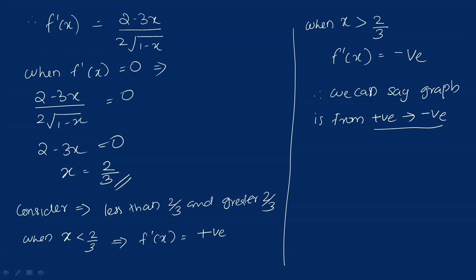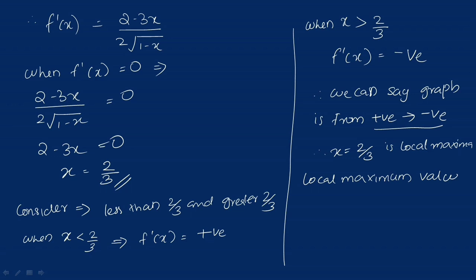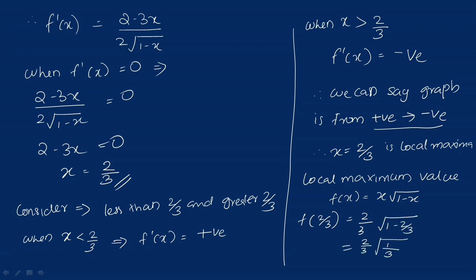So what is the local maxima here? That is 2 by 3. At x equal to 2 by 3 we have the local maxima. What is the local maximum value? That is f of x, that is x root 1 minus x. So we are applying 2 by 3 instead of x, that is 2 by 3 root 1 minus 2 by 3. By solving we have 2 by 3 into root 1 by 3, or 2 root 3 by 9. So at 2 root 3 by 9 we have the local maximum value.